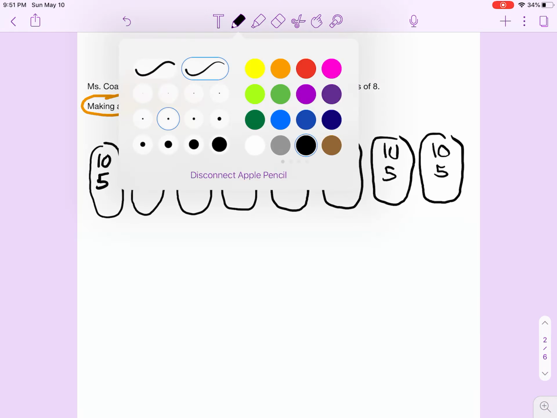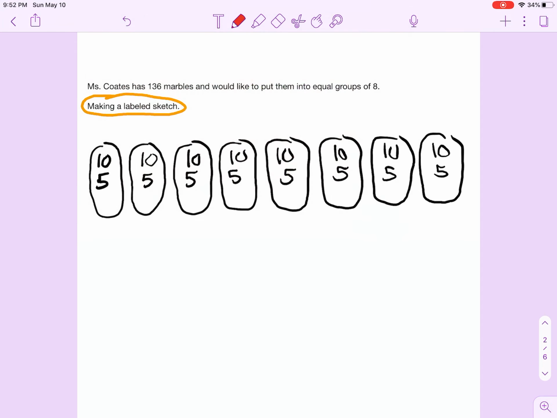So again, let's review what we just did. Out of 136 marbles, I'm going to start with these 10, and the total for those 10 would be 80. I'm still quite a ways from 136. So let's take 5 groups of 8, which is 40. Now if I put those together, I have 120. How far away is 120 from 136?